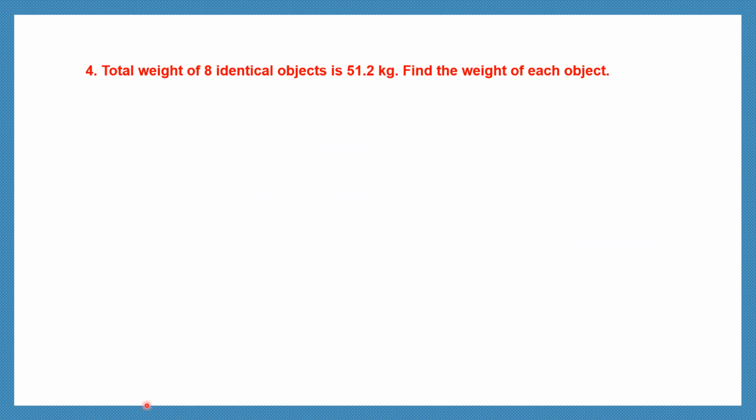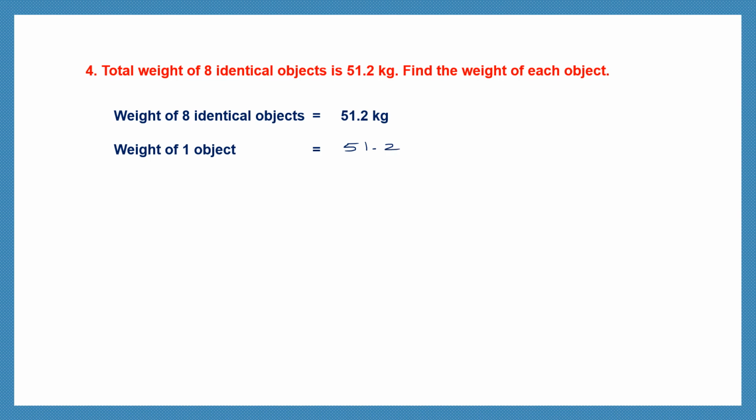Question 4. Total weight of 8 identical objects is 51.2 kilograms. Find the weight of each object. So here we've been given the weight of 8 objects and we've been asked to find the weight of one object. So when many are given and you have to find for one, this becomes division. So let's begin. The weight of 8 identical objects is 51.2 kilograms, which is already given to us. To find the weight of one object, we take 51.2 kg and divide this by 8 because we have 8 objects.